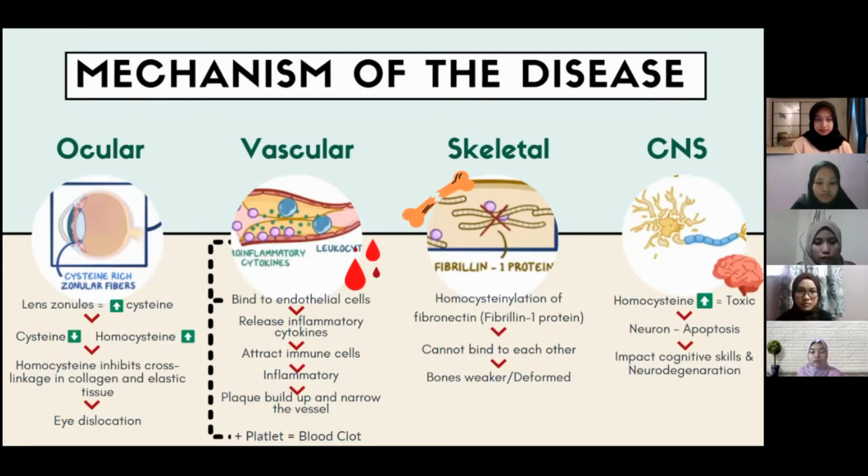As for the skeletal part, fibrillin 1 protein is the main structural component that provides support for the elastic microfibers of the bone, cartilage, skin, and ligament.